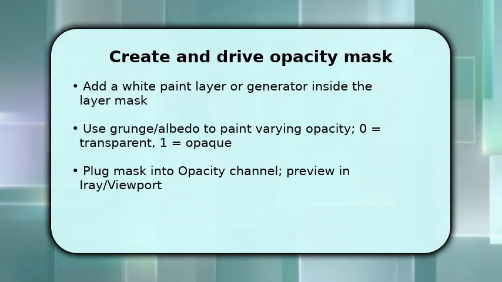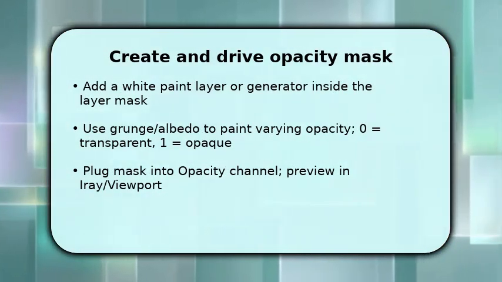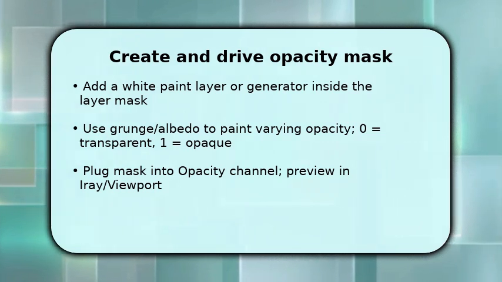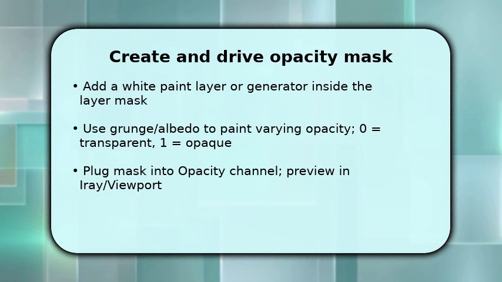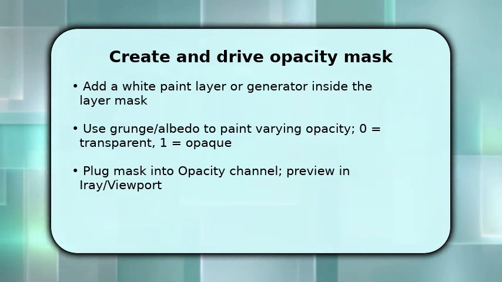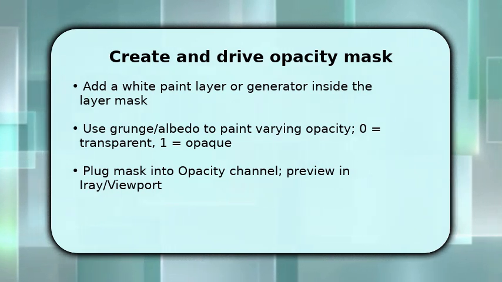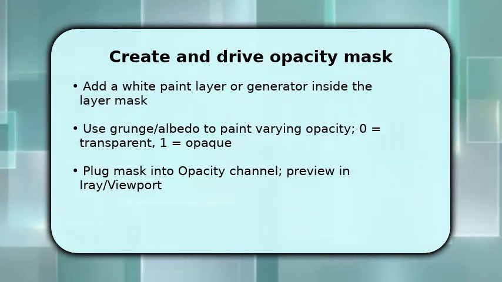Next, create the opacity mask that actually makes parts transparent. You can paint directly into the layer mask or use a generator like grunge or dirt for organic holes. Remember, black equals transparent and white equals opaque, so adjust levels or add a levels node to fine-tune thresholds.